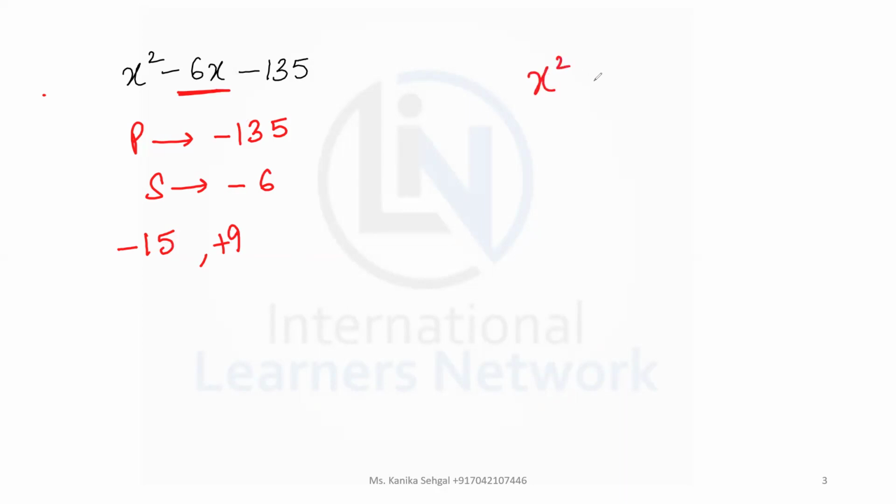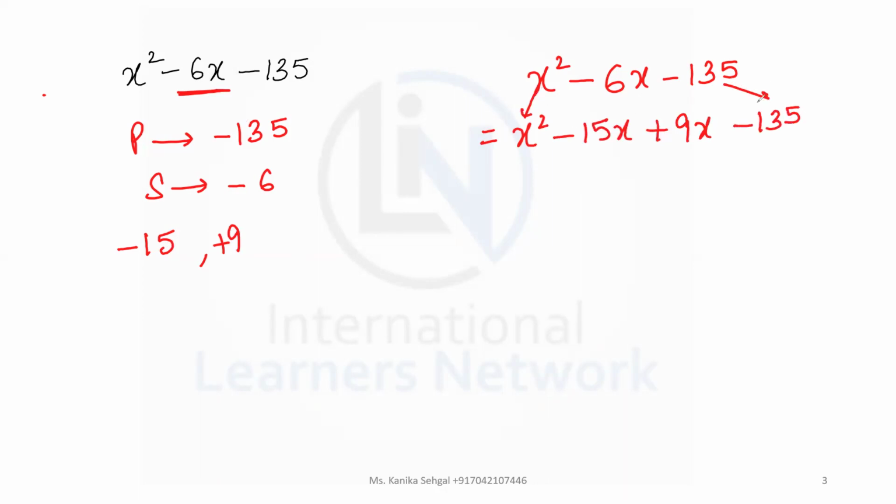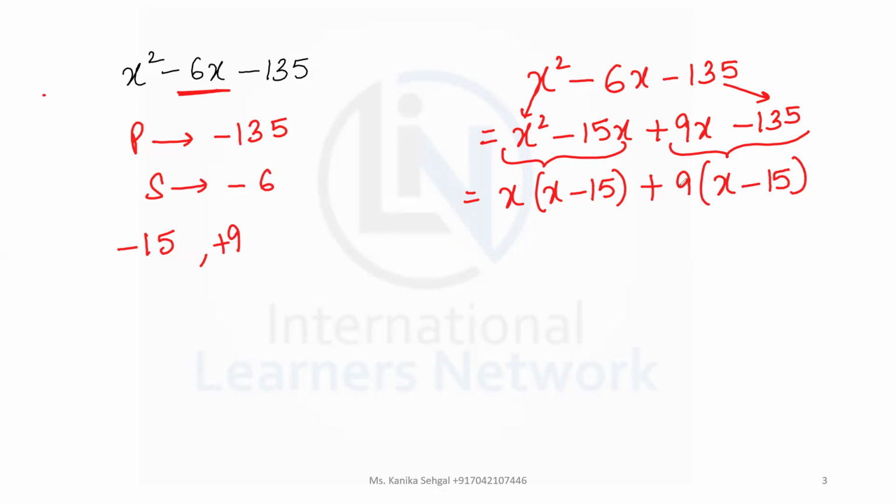Let's proceed further. We have x square minus 6x minus 135, and this minus 6x we can write as minus 15x plus 9x. The first and the last terms will remain the same. We are not going to make any change here. In the first two terms, we are going to take x common and we'll be left with x minus 15. In the next two terms, we are going to take 9 common and we'll be left with x minus 15. 9 times 15 is 135.